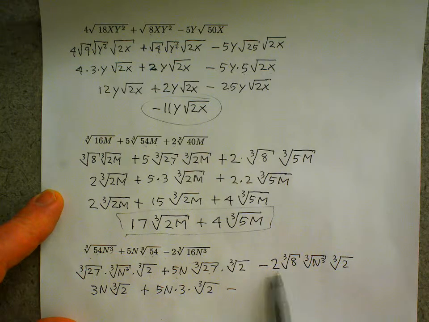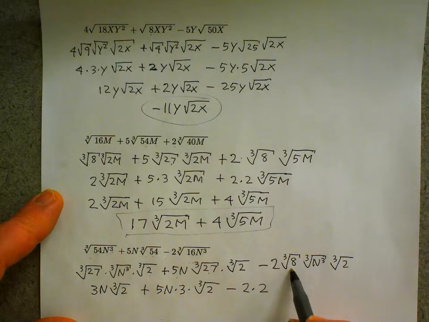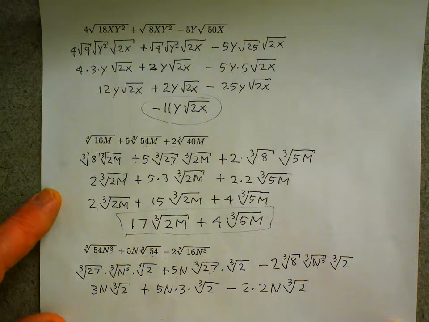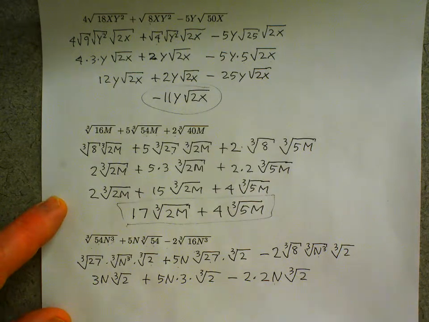And then on the right, minus 2 times the cube root of 8 times the cube root of n to the third times the cube root of 2. So we have minus 2 times 2, because the cube root of 8 is 2, times n. The cube root of n to the third is n, and then times the cube root of 2. The three terms are like terms. They have the exact same cube root of 2, and they also have one factor of n outside of the radicals.